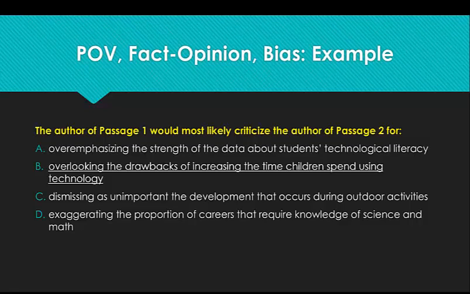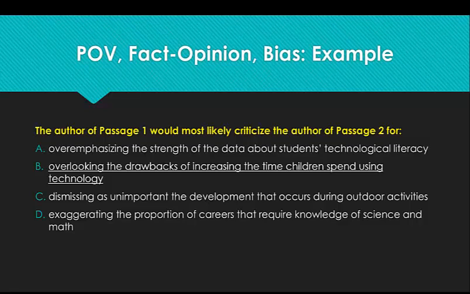The author of passage 1 finds it really, really troubling that so many children spend their time on computers and other devices instead of playing outside. The author of passage 2, on the other hand, thinks technology should be an even bigger part of children's lives than it already is. It's likely that the author of passage 1 would criticize the author of passage 2 for failing to think about the drawbacks of all of this extra time being spent on technology.